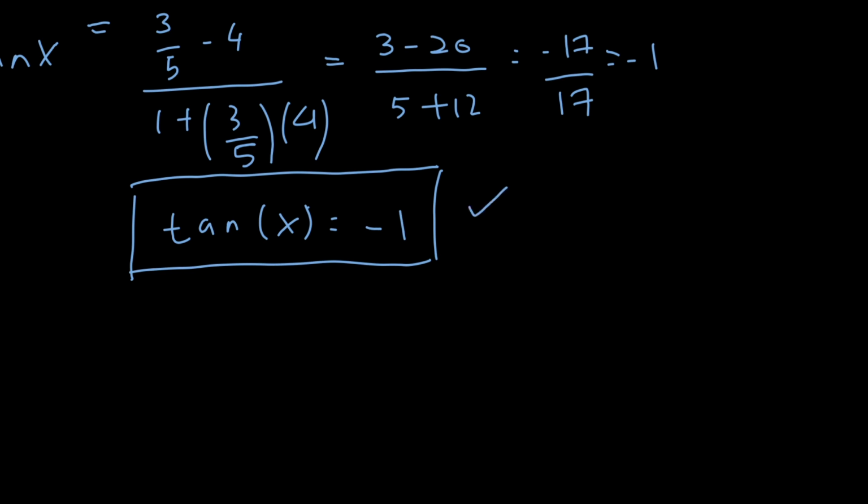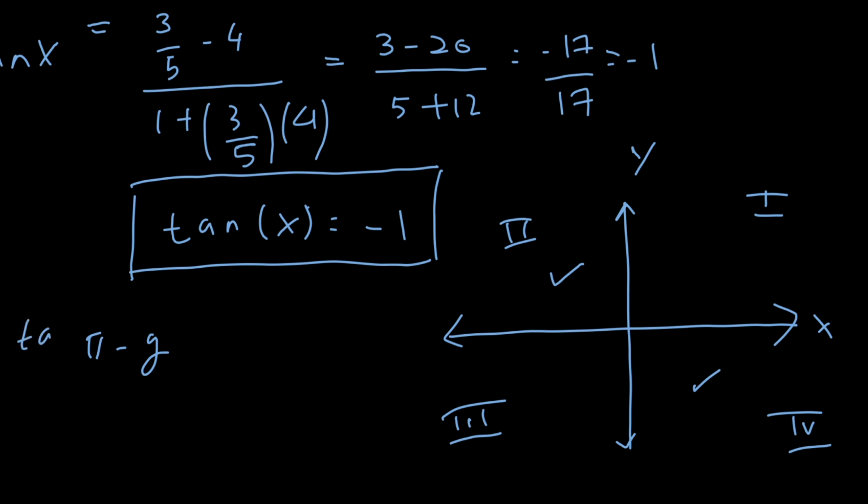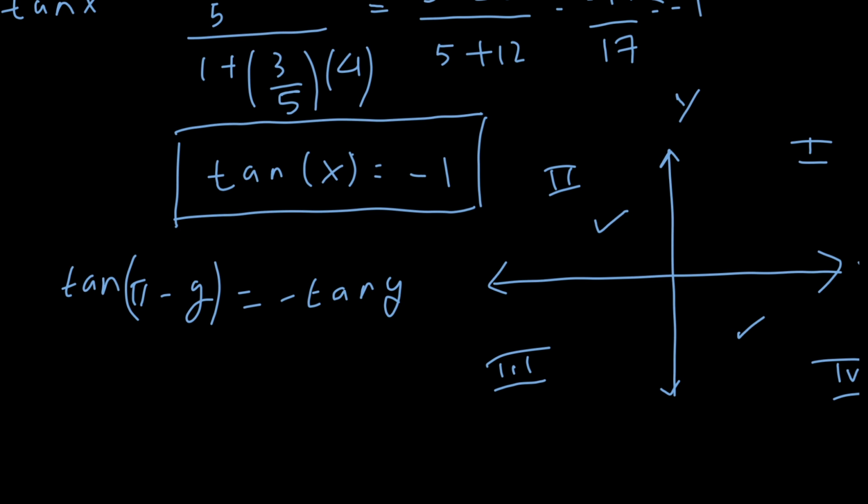Now to understand this, we have to again take the help of the axes. Here we have the y-axis and here we have the x-axis. This is the first quadrant, this is the second quadrant, this is the third quadrant, and this is the fourth quadrant. Now the value of tangent is negative only in the second quadrant and in the fourth quadrant. To bring the angle into the second quadrant, we simply do pi minus y. So tangent of pi minus y is simply negative tangent of y. And to bring an angle into the fourth quadrant, we use tangent of 2 pi minus y, which would also be equal to negative tangent of y.